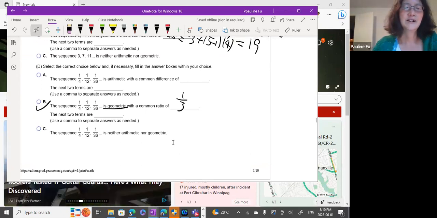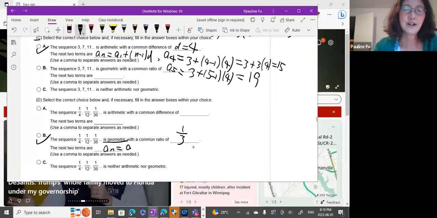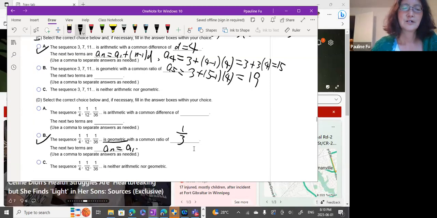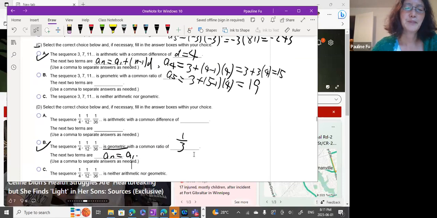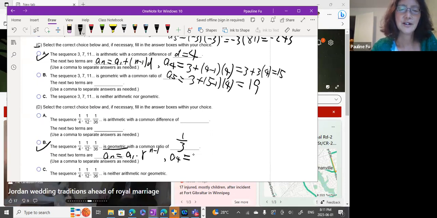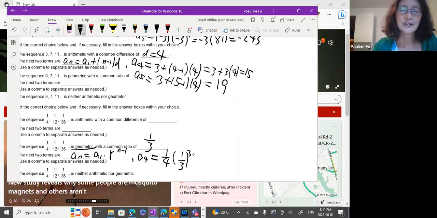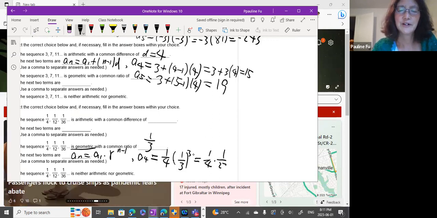Okay. And the next two terms are, so An equals A1 times r raised to power n minus 1. So the next two terms are A4 and A5. A4 equals A1. A1 is 1/4, r is 1/3 raised to power 3. So the next term would be 1/4 times 1/27.